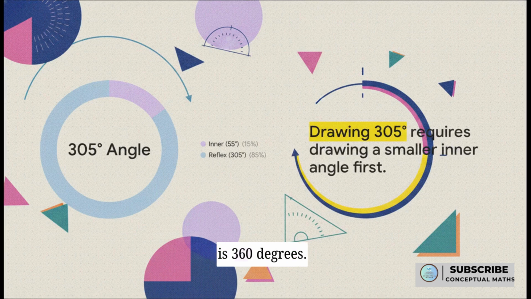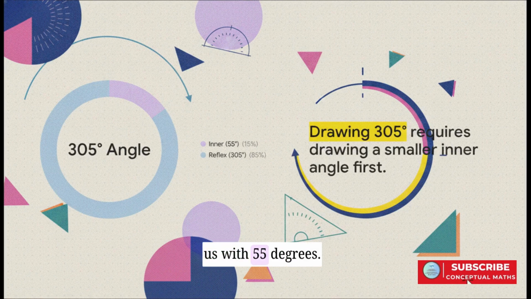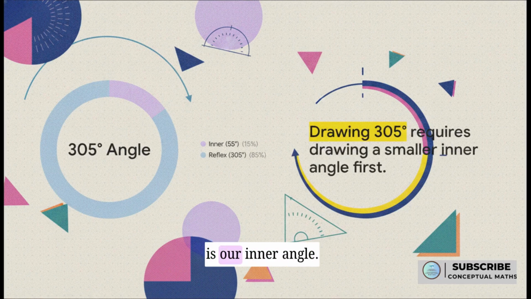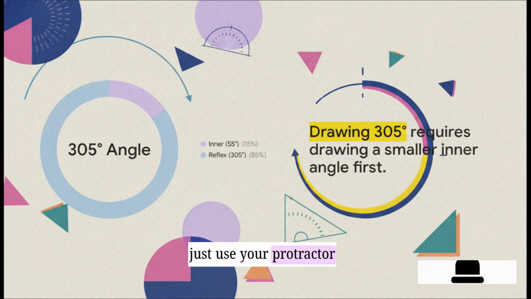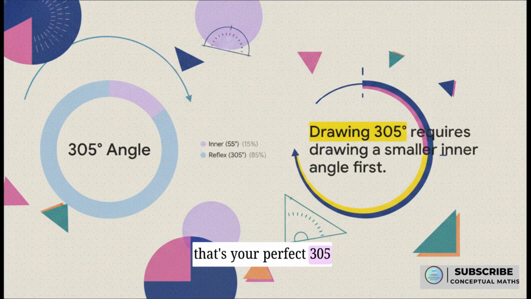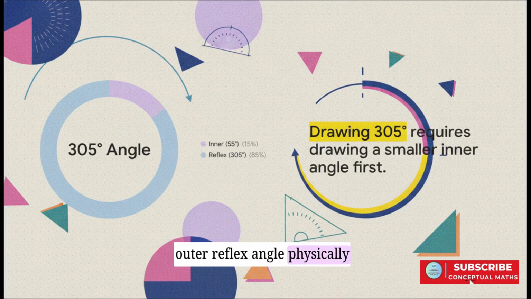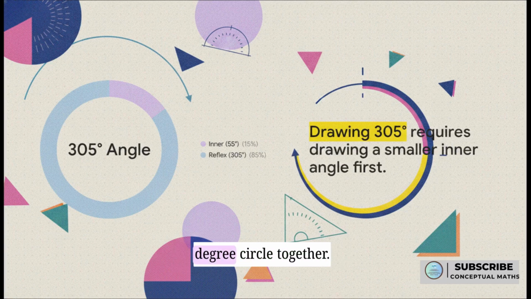A full circle is 360 degrees. So we simply subtract our target angle of 305 from 360, leaving us with 55 degrees. That right there is our inner angle. You just use your protractor to draw a normal 55-degree angle, and that much larger angle wrapping around the outside, that's your perfect 305-degree reflex angle. It brilliantly illustrates how the smaller inner angle and the larger outer reflex angle physically complete a full 360-degree circle together.